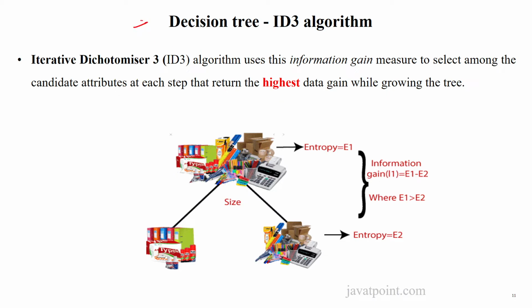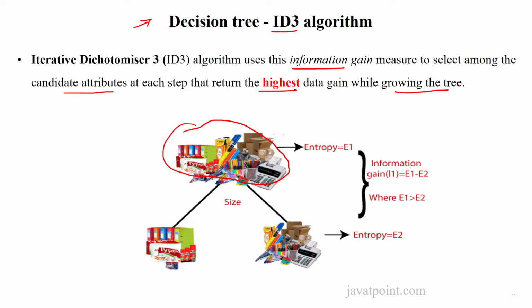In this example, I am using the ID3 algorithm, which is one of the decision tree algorithms, using the information gain measure to select the best attribute from the set of attributes, the one giving the highest information gain while the tree is growing. So you see, for example, this is the given data set.